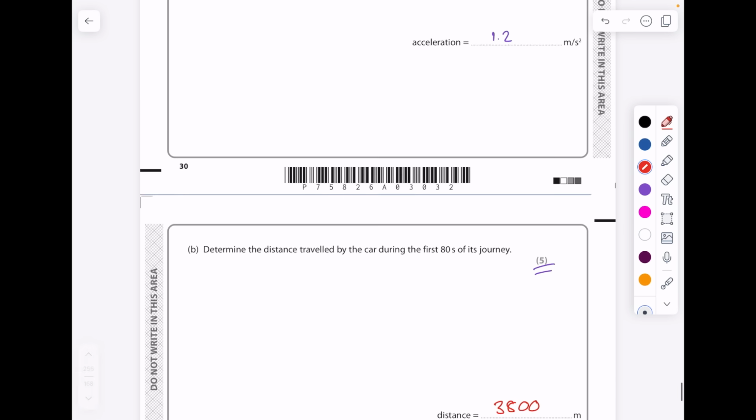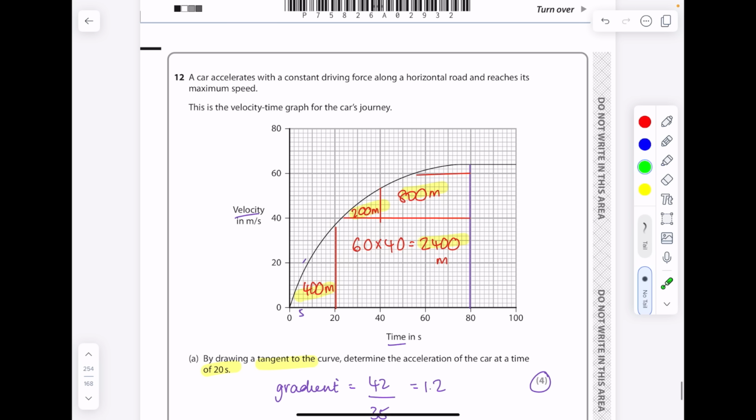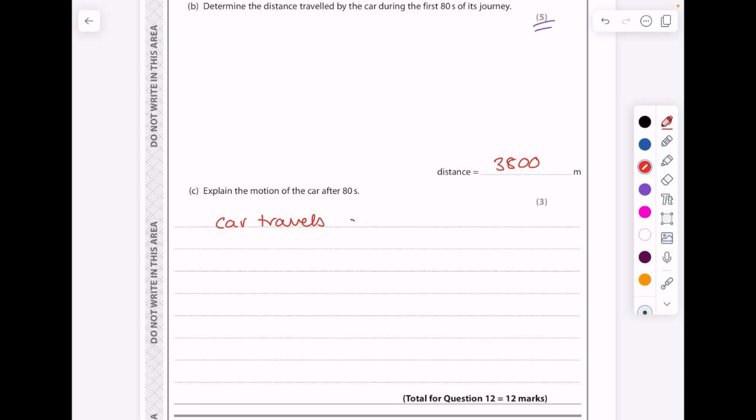Explain the motion of the car after 80 seconds. So we're looking at this portion of the graph, we can see it's travelling at constant velocity. And based on the fact that it's travelling at constant velocity, we can infer that the driving force of the car must be the same as the air resistance, which, remember, is acting in the opposite direction, meaning that the resultant force is 0. So the car travels at constant speed, and we need to explain why. Air resistance equals driving force.